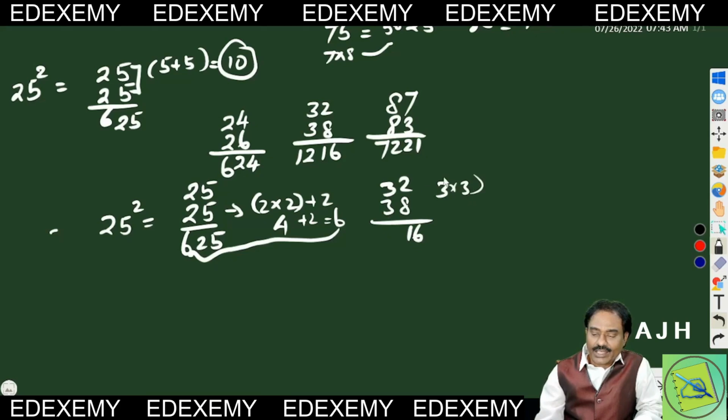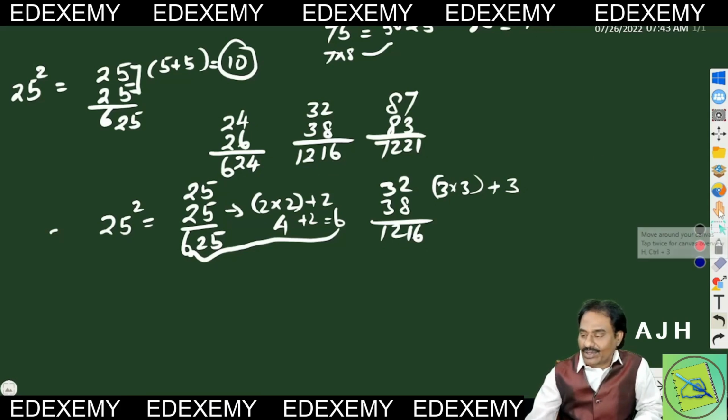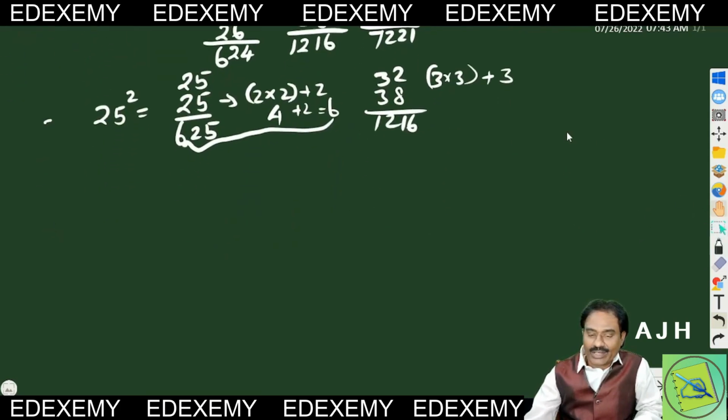The top number's tenth digit you have to add. You multiply both the tenth digits, 3 into 3, plus the top number's tenth digit. This is a pattern. This will beautifully work out for some other numbers. Now 3 into 3 plus 3 is 12. Therefore, 1216 is the answer. Now we will see what is the use of knowing this pattern.